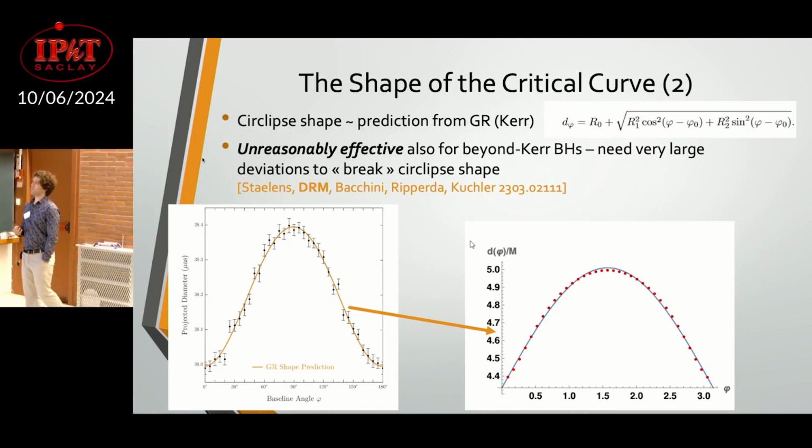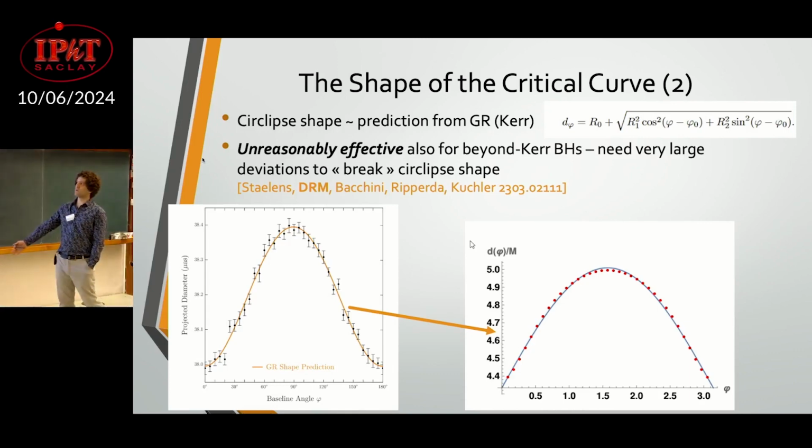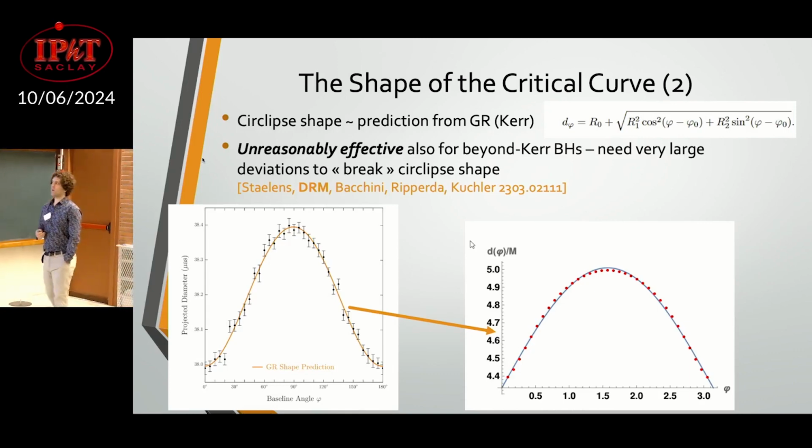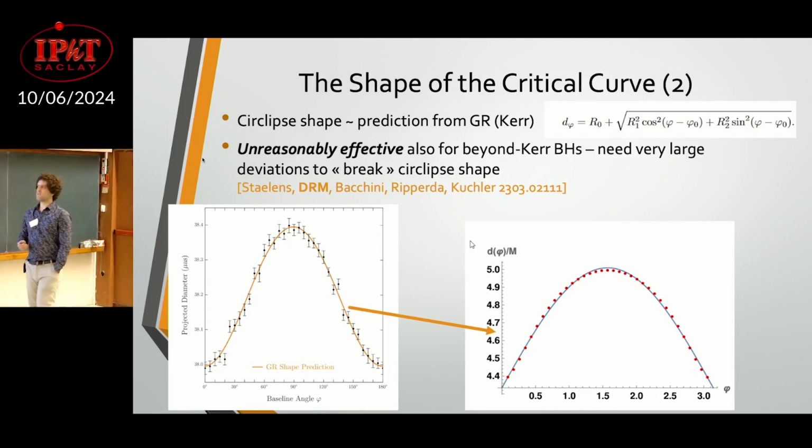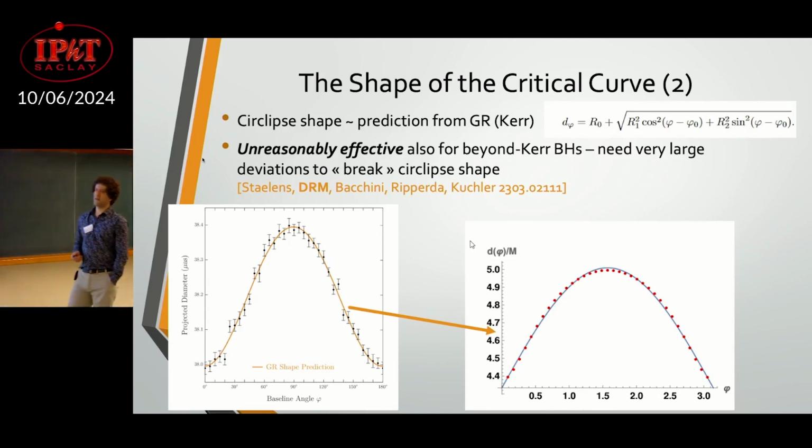So you really need to have an enormously large deviation from Kerr to break this circlipse shape in some intuitive sense, right? And of course, if you have an enormously large deviation from Kerr, then why are you even going to measure the shape of the photon ring? You'll just see that it's not a black hole, right?